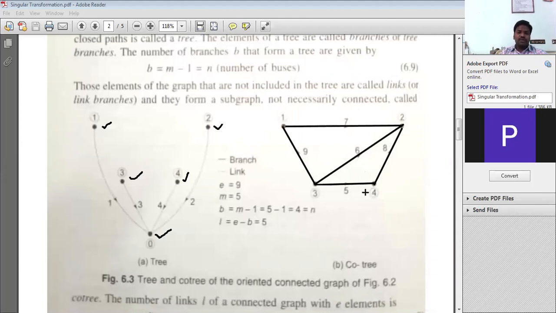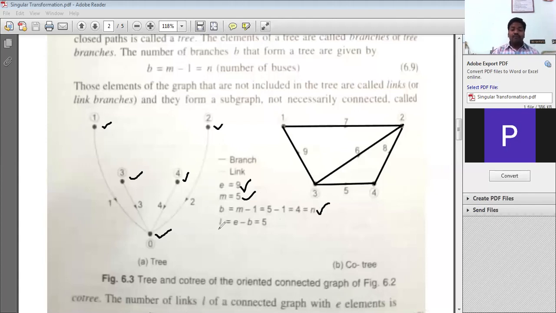So in this particular case, how many elements are there? You will have a total of 9 elements. How many nodes are there including the reference node? Including the reference node, you will have total nodes equal to 5. And how many buses are there? Obviously, the number of buses is equal to m minus 1, where m is the number of nodes. If you exclude the reference node, you will get the number of buses.